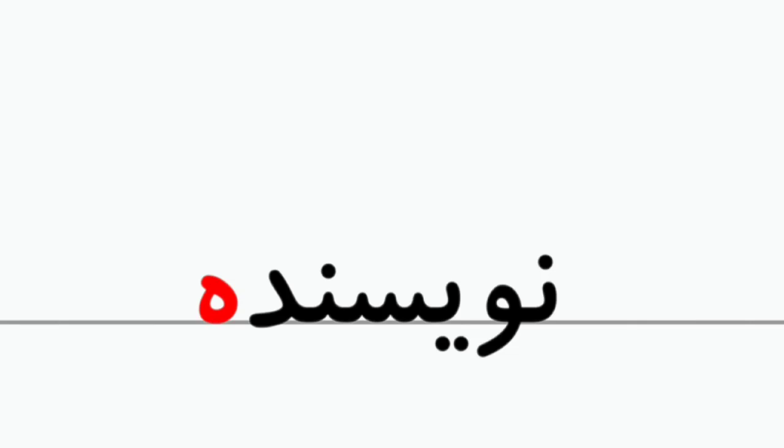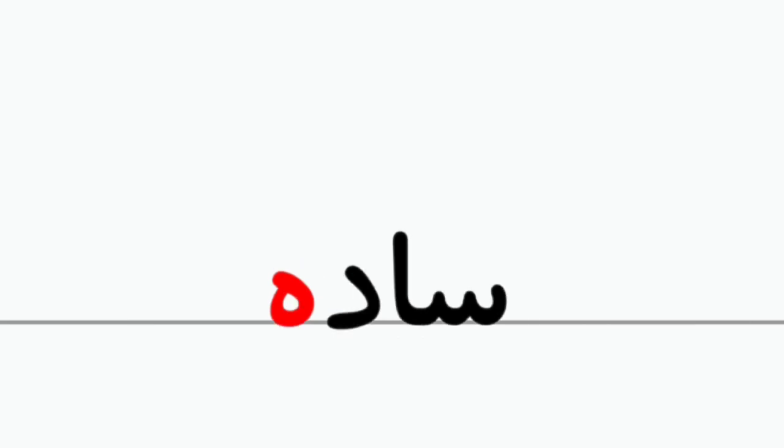Nevisande, which means writer. Again, here letter he makes the sound e and hasn't joined the letter before it, which is letter dal. Nevisande. This word is mive, which means fruit. Here again, letter he sounds e. It hasn't joined the letter before it, which is letter vav, and this word is pronounced mive. The next word is sade, which means simple. Again, here letter he takes the final isolated form. It sounds e and hasn't joined the letter before it, which is letter dal.